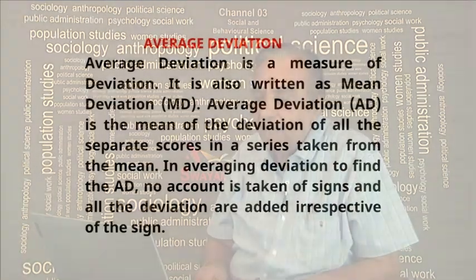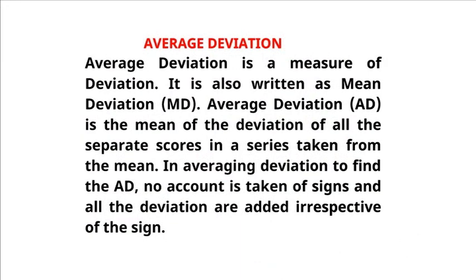Now, the third is the average deviation. Average deviation is a measure of deviation. It is also written as mean deviation MD, average deviation AD, one and the same thing. It is the mean of the deviation of all the separate scores in a series taken from the mean. In average deviation, to find the AD, no account is taken of signs and all the deviations are added irrespective of the sign. How? I will tell you.